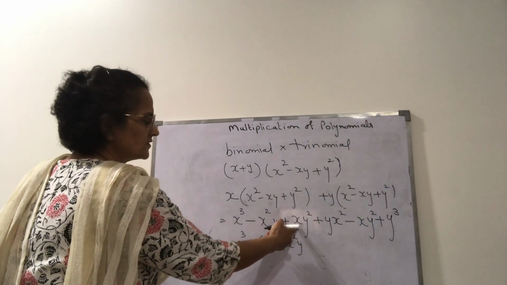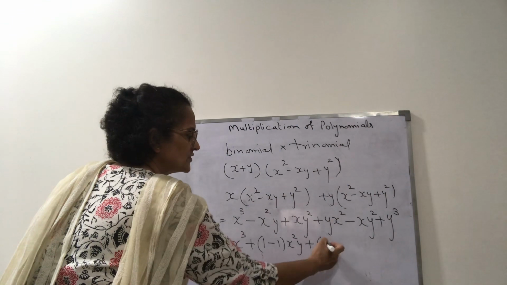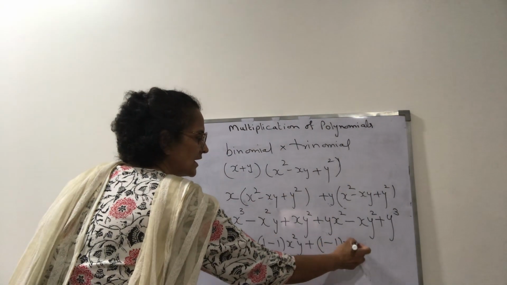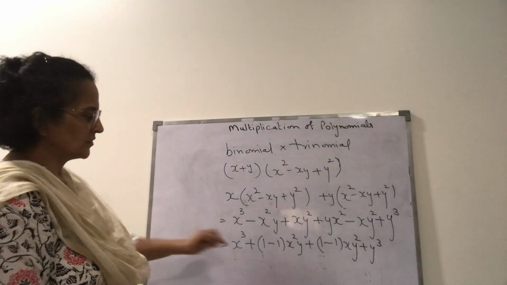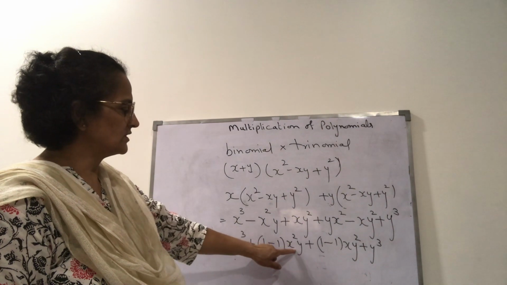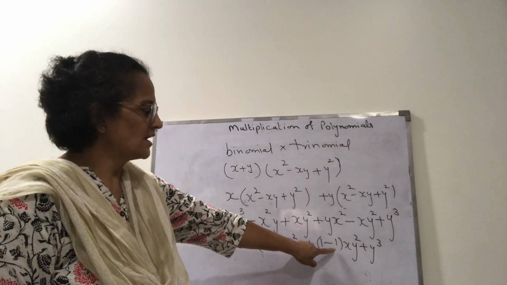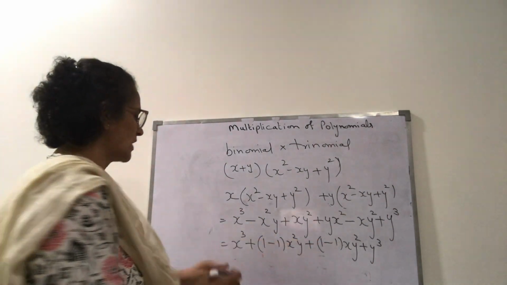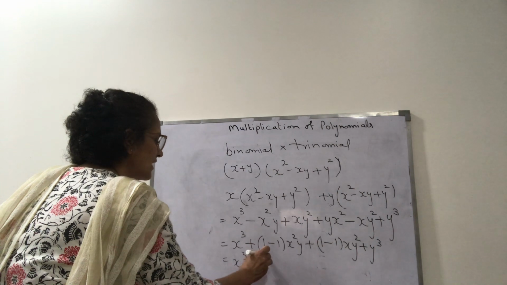Now we go to this. Again we get coefficient 1, coefficient minus 1, and this is xy square plus y cube. These two, 1 minus 1 is 0. 0 multiplied with this x square y will give me 0. Similarly, I'll get a 0 here. So I am left with x cube plus y cube.